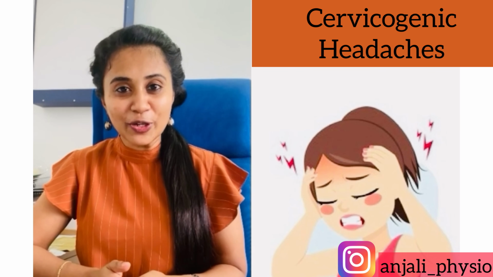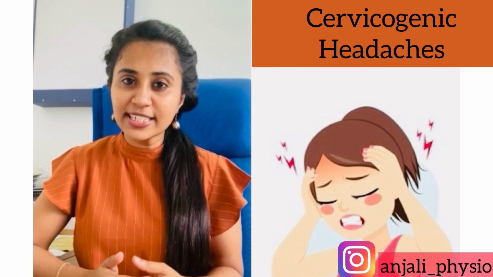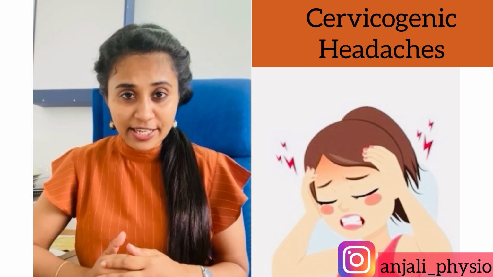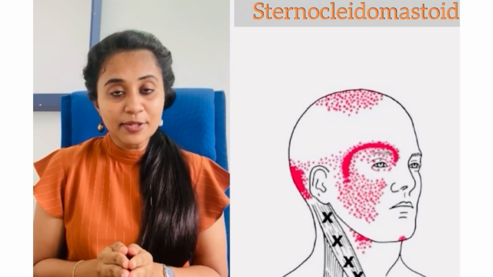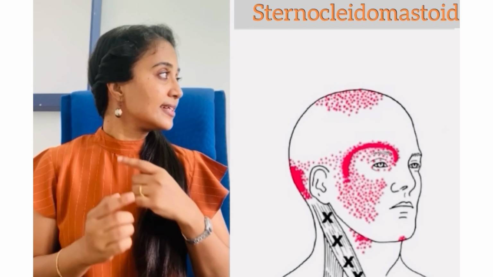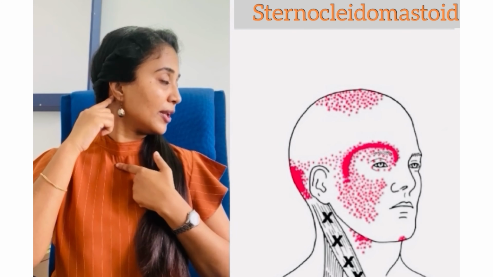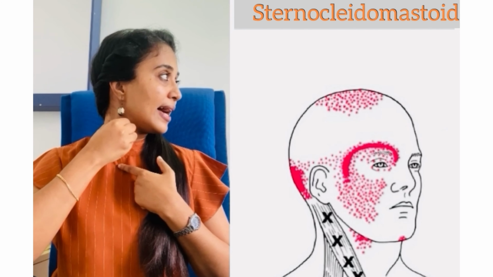So today we are going to talk about cervicogenic headache. Cervicogenic headache is actually a kind of headache which originates from the muscles and the joints around the neck. One of the muscles which usually gives headache is the sternocleidomastoid. This is the muscle that connects your skull with your collarbone. When you turn your head, you can feel a band of muscle pop out.